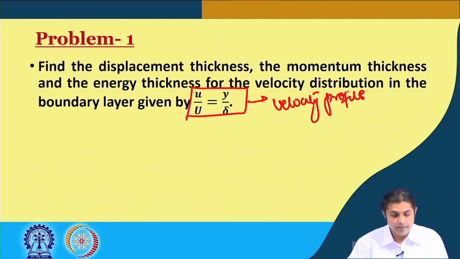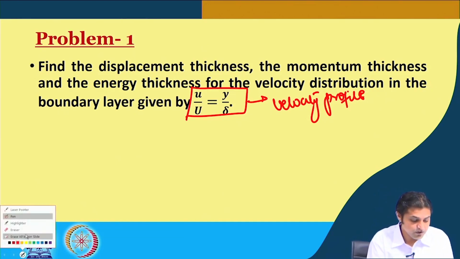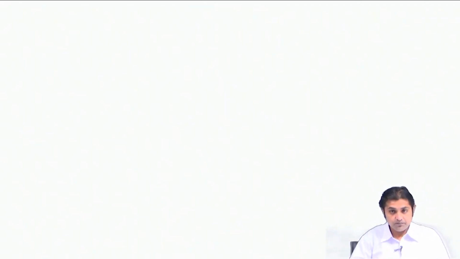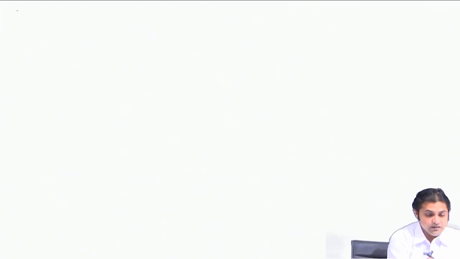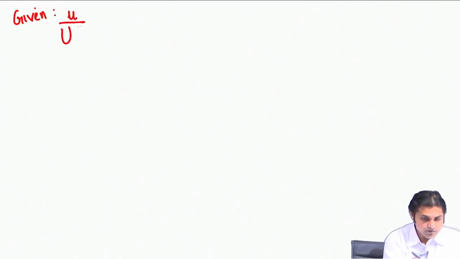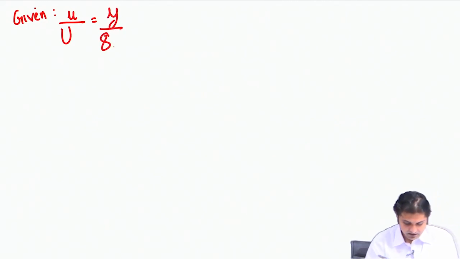This is one of the simplest problems that we are going to see in this part. So, how to solve that? I will go to my usual white screen, and we will start writing the things that are given. The given is small u by capital U is equal to y by delta.